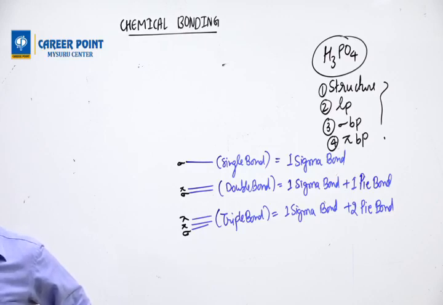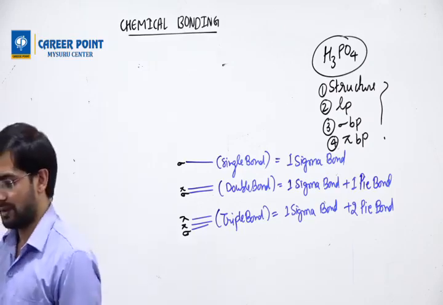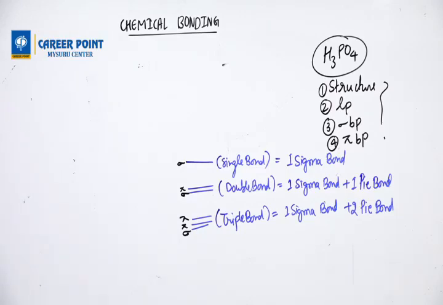Eight lone pairs, 4 sigma bonds, only 4 sigma bonds. The number of sigma bonds is incorrect. There are more sigma bonds.